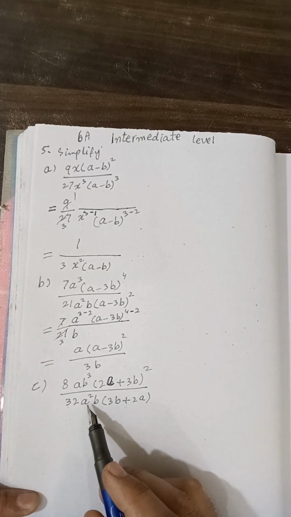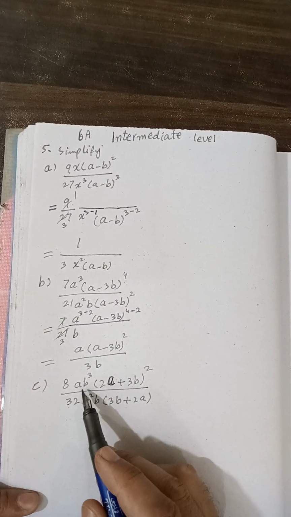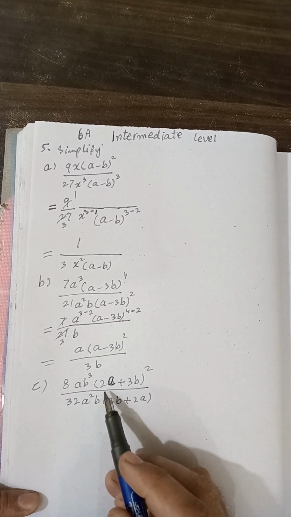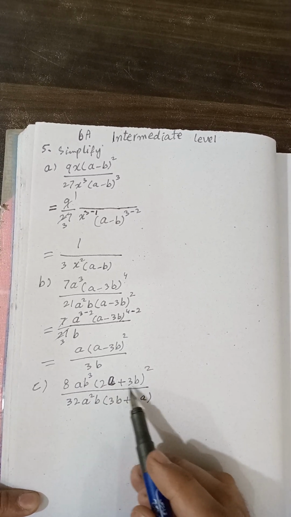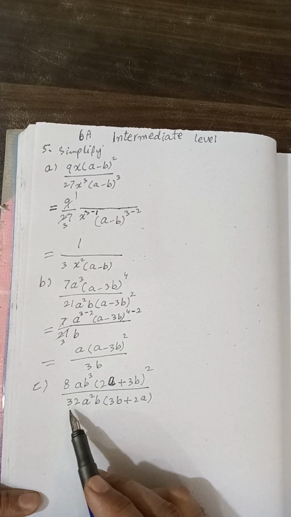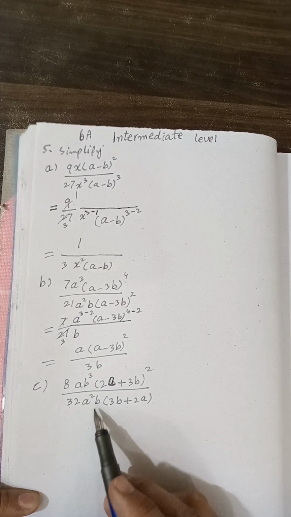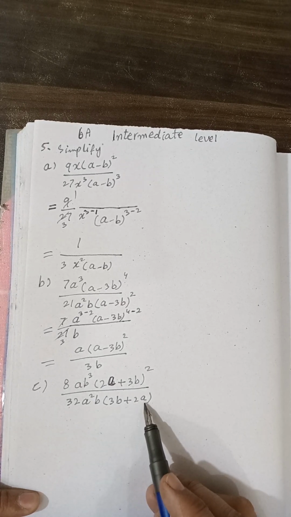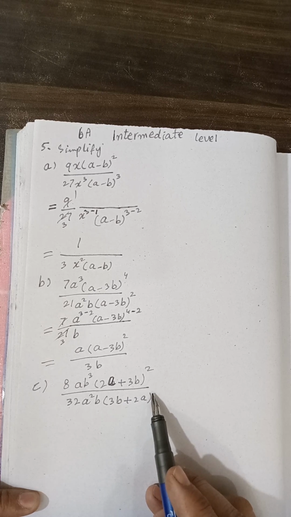Dear students, see this: 8 into ab³ into (2a plus 3b) whole square, over 32a²b into (3b plus 2), this is one time.